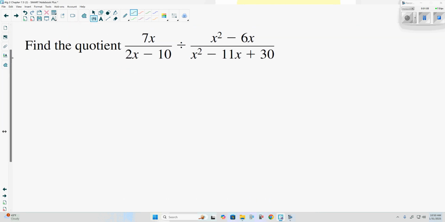So we want to find the quotient of these two rational expressions. The first thing we can do is actually do our keep, change, flip. We can keep the first one the same, 7x over 2x minus 10. We change it from division to multiplication and flip our second rational expression.